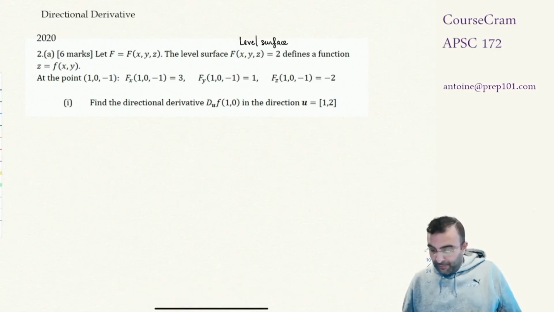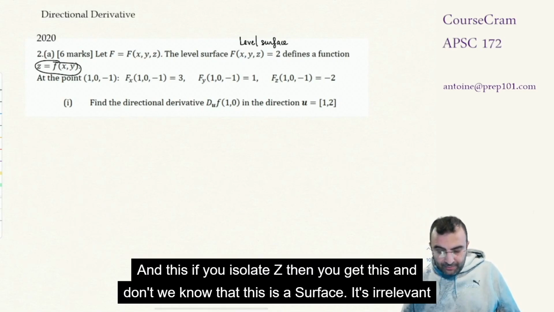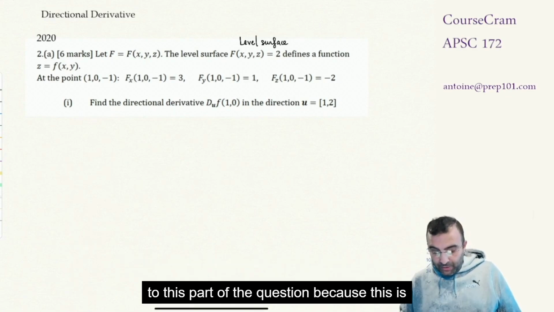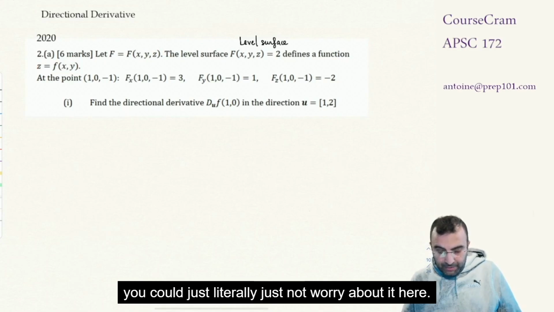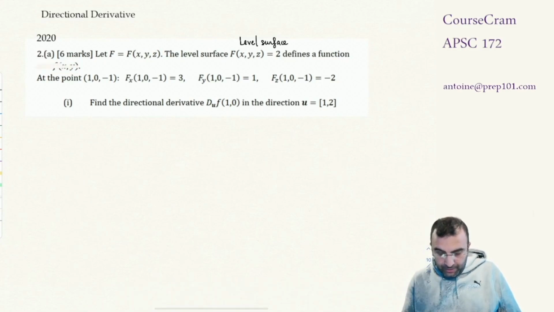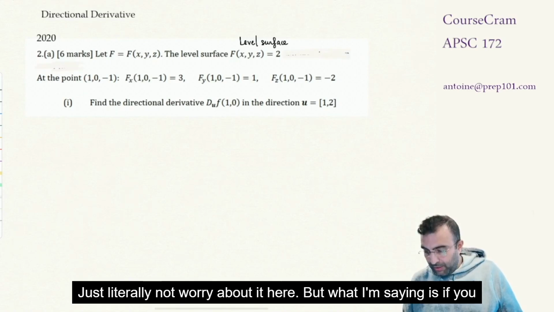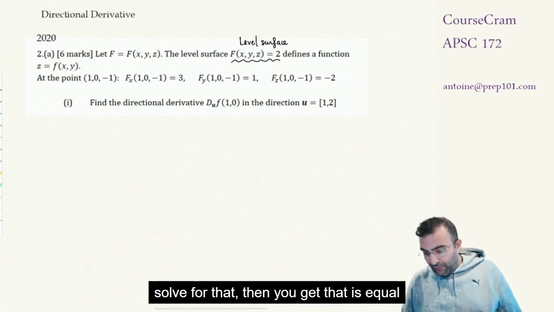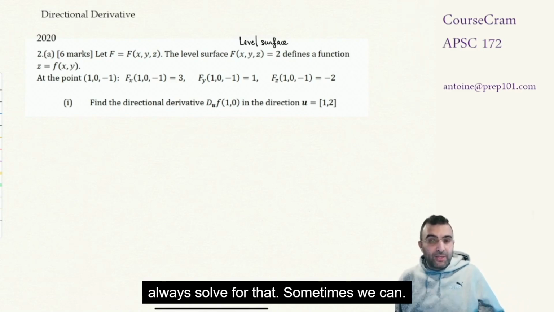By the way, if you isolate z, then you get this. And don't we know that this is a surface? It's irrelevant to this part of the question because it is used in other parts of the question, so you could just not worry about it here. But what I'm saying is, if you have this level surface and you solve for z, then you get z equal to some function of y. Again, if possible. We can't always solve for z. Sometimes we can't.